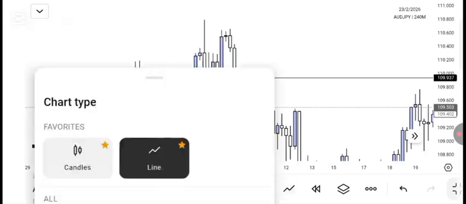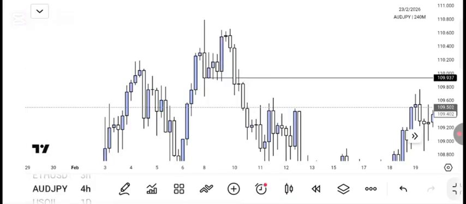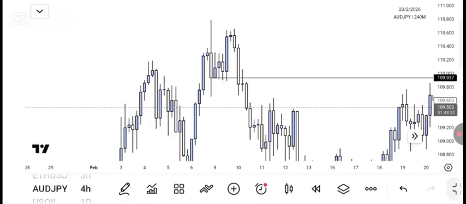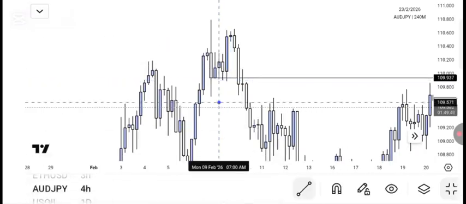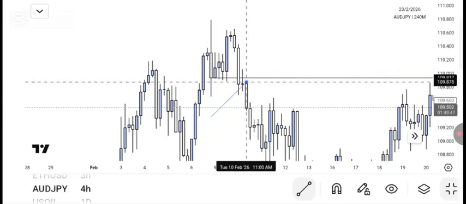And what did price do? You can see that price tested that key level the first time, using it to push price. Let me show what I'm saying. Look at this. Price came into it.